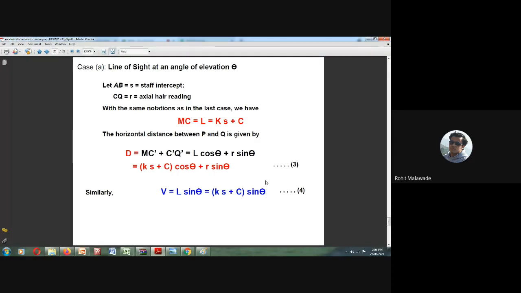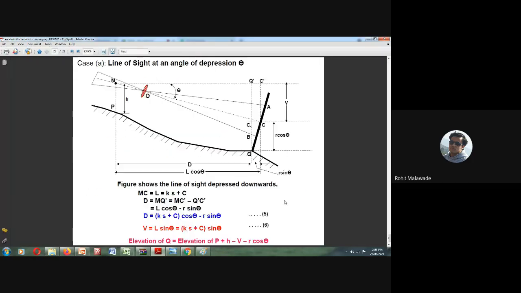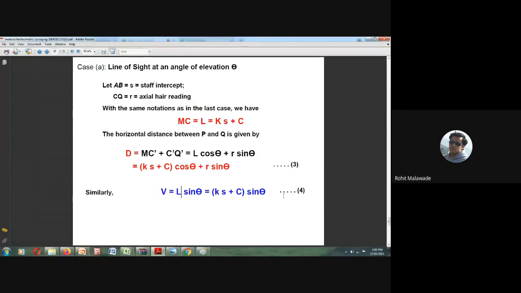Now this is the formula we are going to use. In case of an inclined line of sight, the vertical distance will become equal to L sin theta. L is nothing but Ks plus C, so V is equal to Ks plus C into sin theta. This is how the equation is going to become. Now we will see one more case.